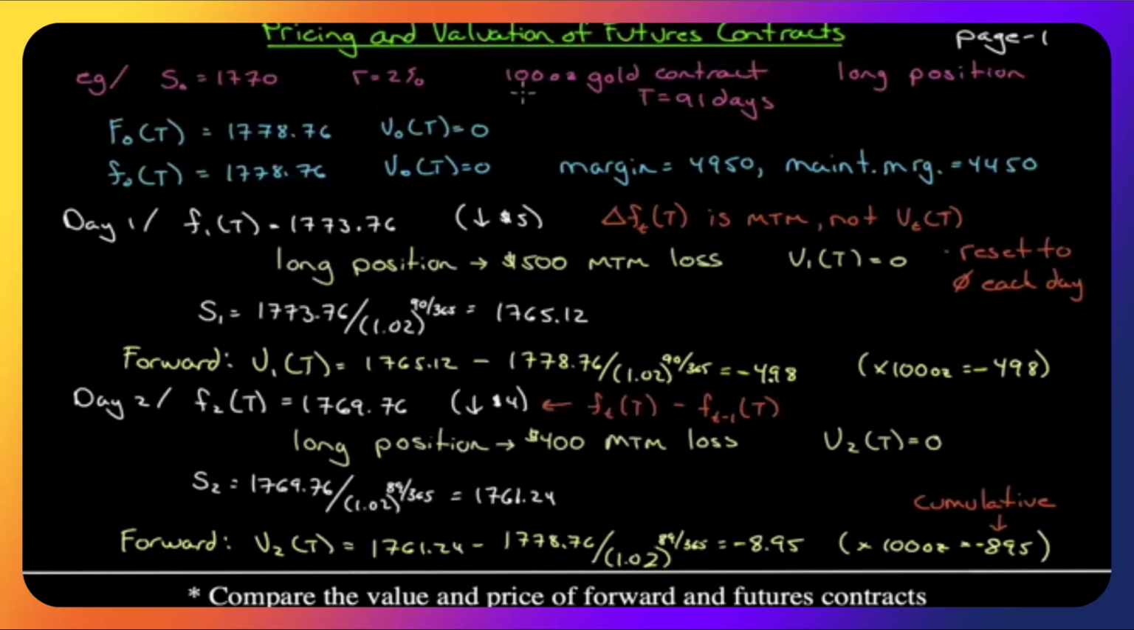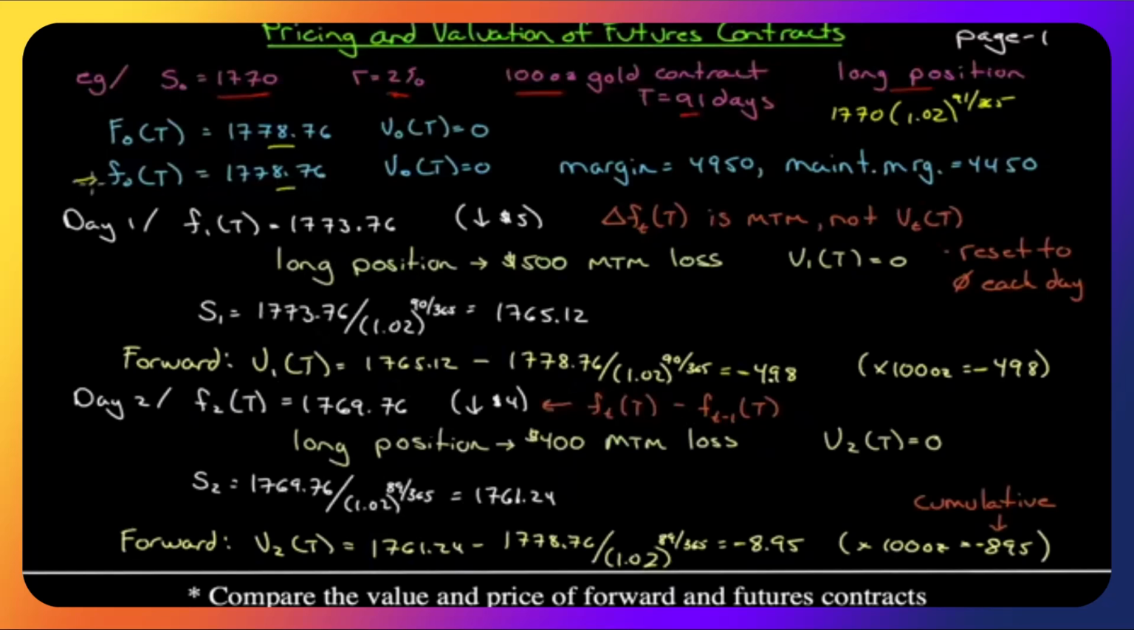Let's start with gold. We're going to take a contract that is for 100 ounces of gold. The spot price today is $1770. We have a risk-free rate for all periods of 2%. And the contract term is 91 days, and we'll be taking a long position and marking to market. If we calculate the forward price or the futures price, it is simply the spot price multiplied by 1.02 to the power of 91 over 365. We'll get $1778.76 for both the forward and the futures.